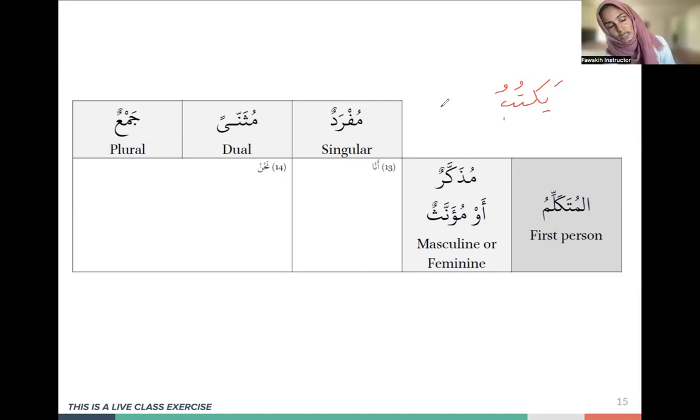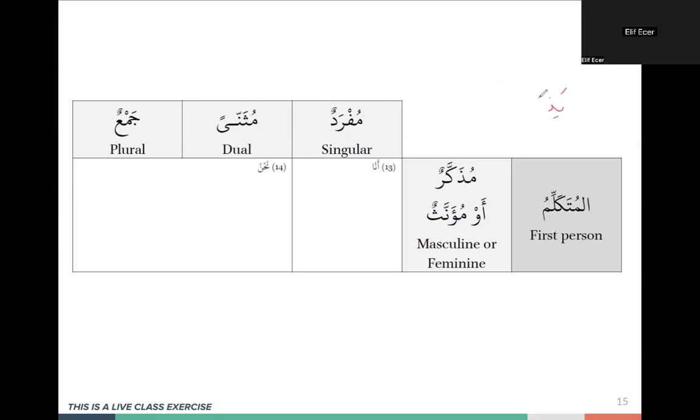I'm going to take one more. Elif, can you do for us yadhkuru? يذكر يذكران يذكرون تذكر تذكران يذكرن تذكر تذكران تذكرون تذكرين تذكران تذكرن. Yes. And for ana? أذكر. أنا أذكر. نحن نذكر. Okay, good. Please review, guys.